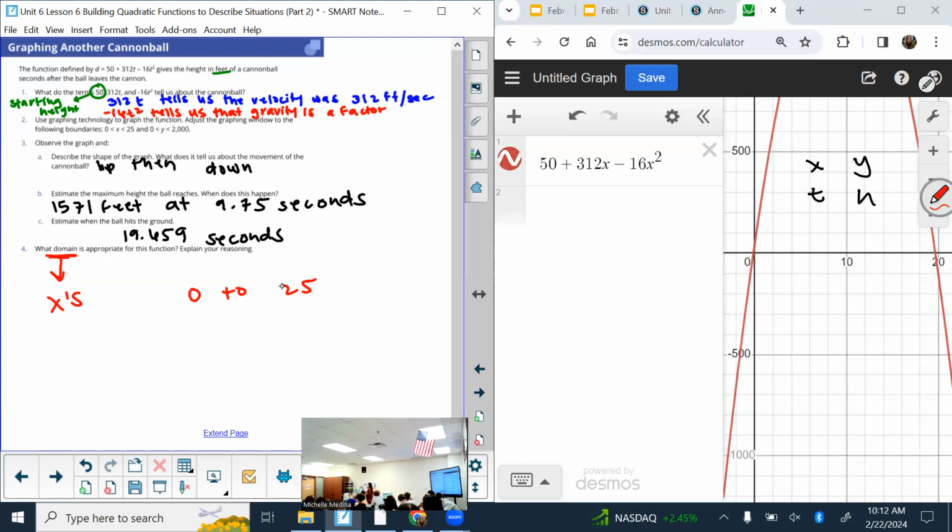Can it be decimals in between that? Like, can I have 9.5 seconds? So to make this something you could recognize on your test, you would say the domain is all real numbers from 0 to 25. So that it includes the decimals, which it does. You can have a decimal of a time, a second. But you can't have any negatives. That's why we're specifying from 0 to 25.